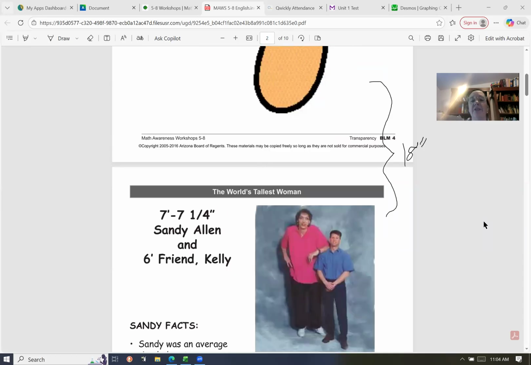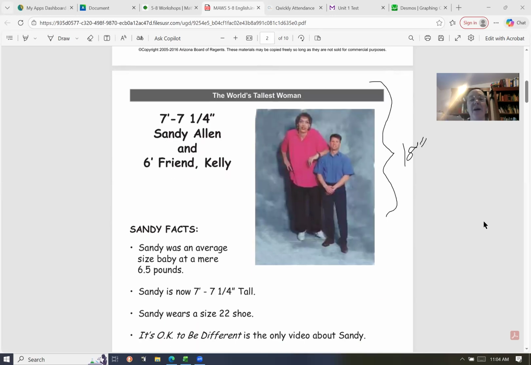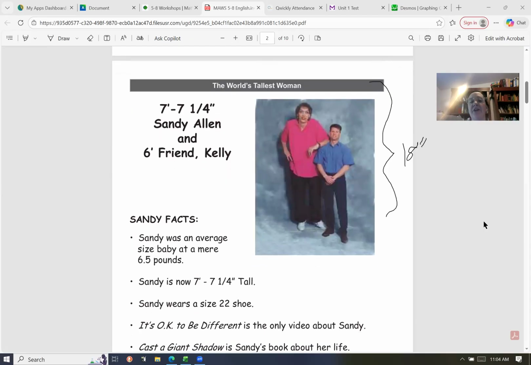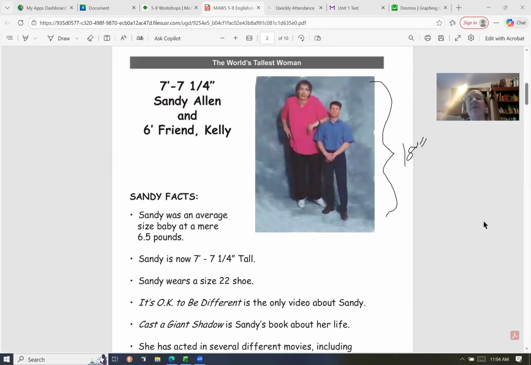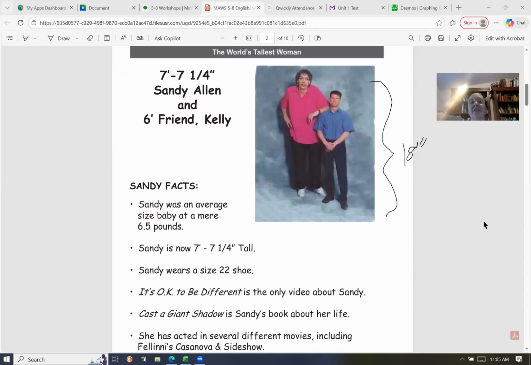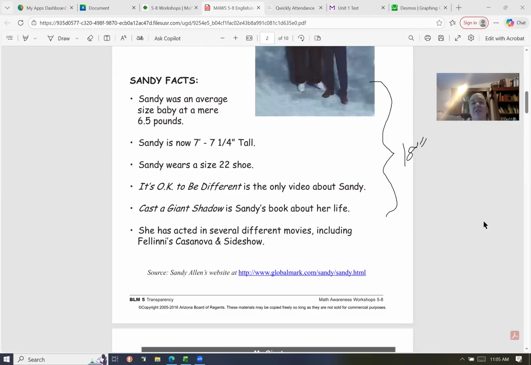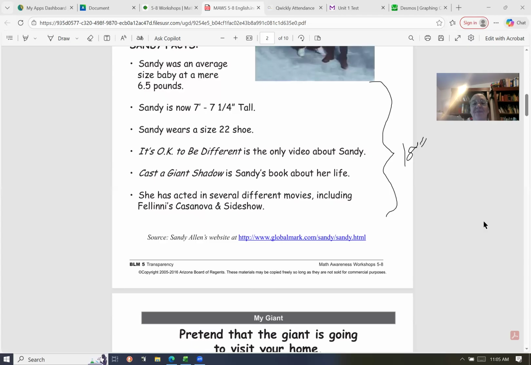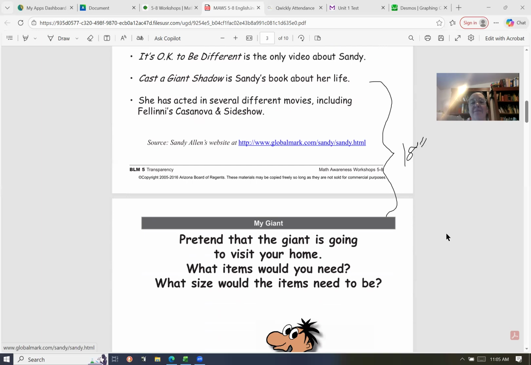By the way, here's a picture of the world's tallest woman at the time of the writing of this curriculum. Her name is Sandy Allen, and she's around 7 1/4 feet tall, standing next to her 6-foot friend. And here's some true information about Sandy. She wore a size 22 shoe. You can even go into the website there.